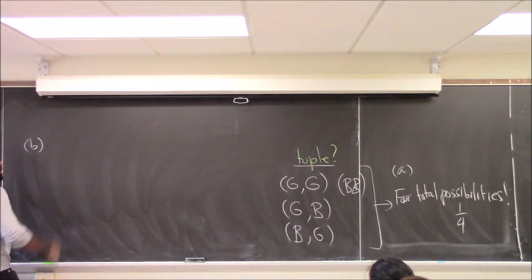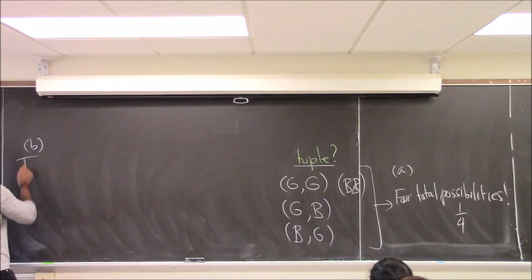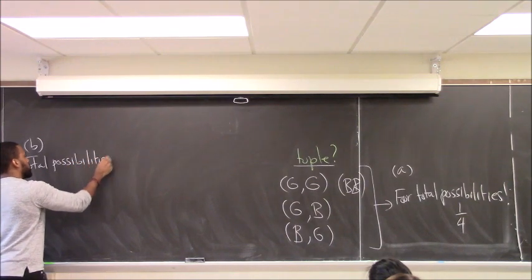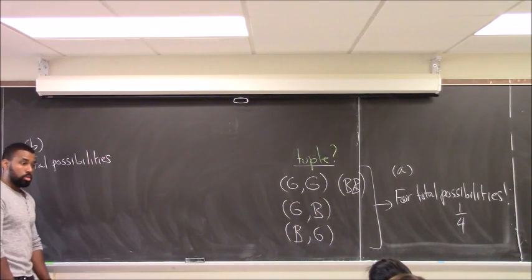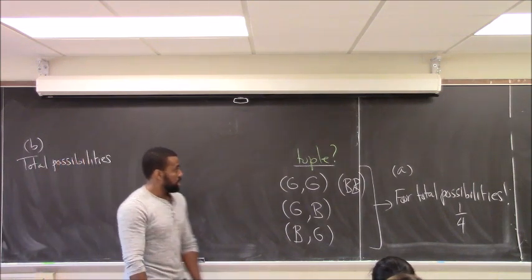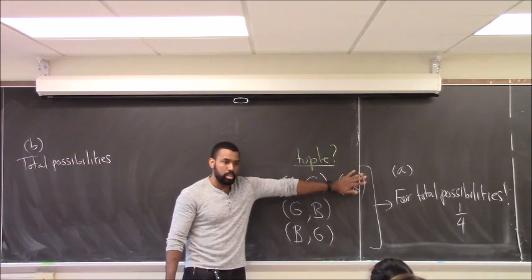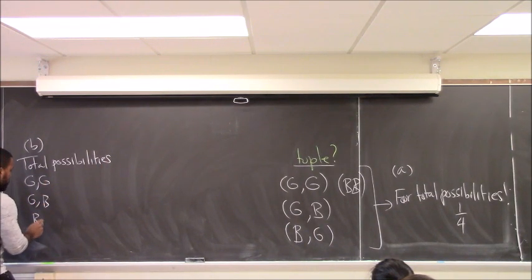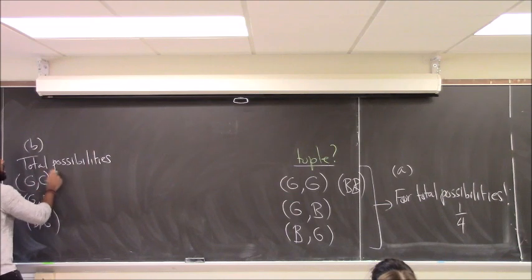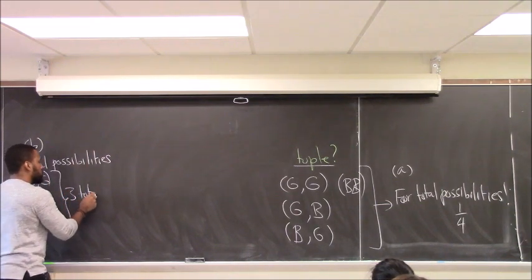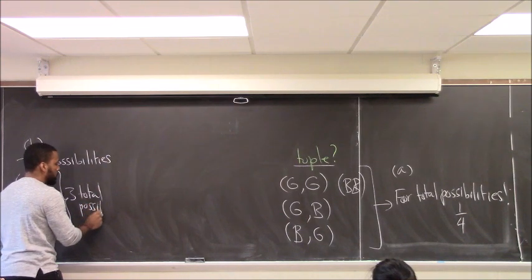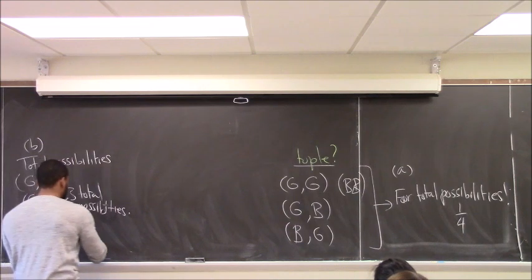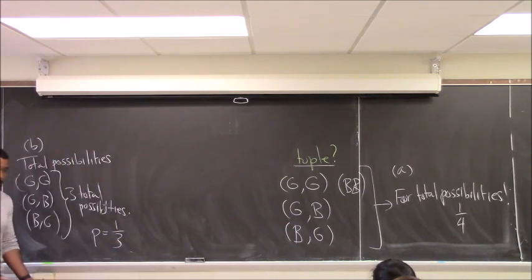In B, what are the total possibilities? We're told that one is a girl, which does what? It excludes BB from the possibilities. So what we have now is GG, GB, or BG. Now there are 3 total possibilities. In how many of those possibilities do we have what we want? 1. Again, 1. That's why the probability in this case was 1 out of 3.